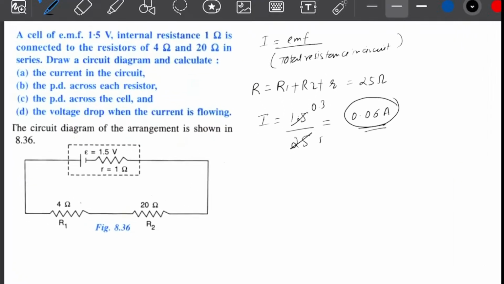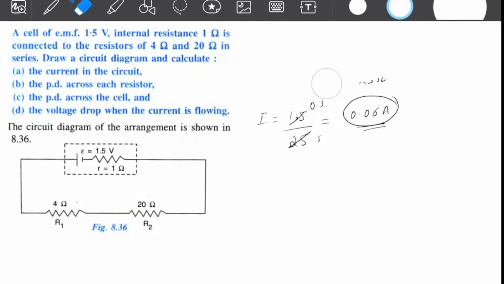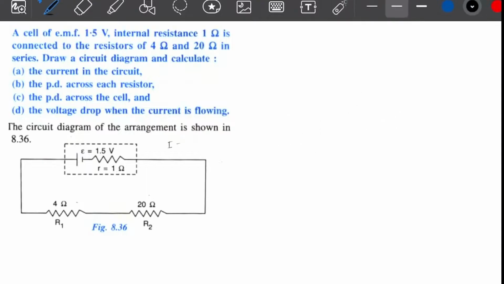Okay, now moving ahead, and I'm just erasing this value over here, and we'll just keep the value of current from this. So I is equal to 0.06 amperes.